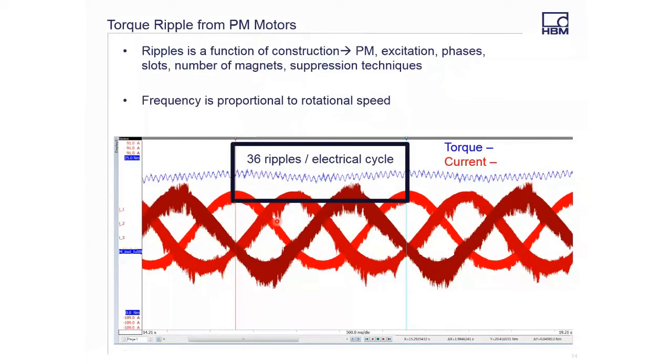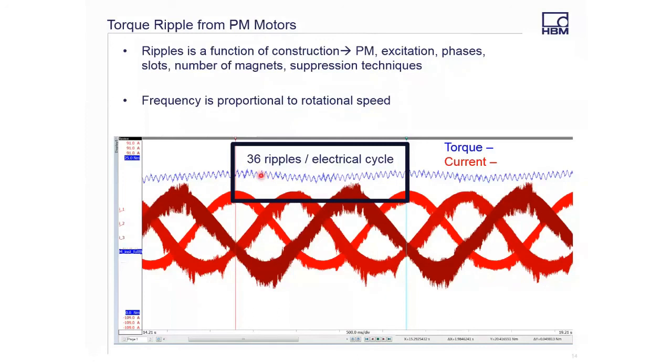And we can see that per one electrical cycle, we have 36 ripples. And these ripples are being caused by the permanent magnet. This happened to be a permanent magnet machine. The excitation, so the fact that there's three phases, is going to have something to do with it. The number of slots on the stator, the number of magnets in the rotor, and then if there were any suppression techniques or not are all going to affect this ripple. But in this example here, we have about a plus or minus 1 Newton meter ripple on top of a 20 Newton meter torque. I mean, that's a fair amount. That's 5% of ripple. So that might be something that needs to get mitigated.